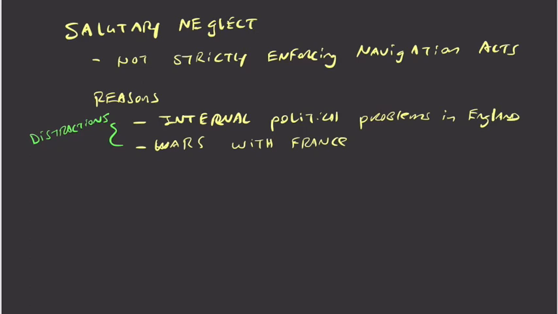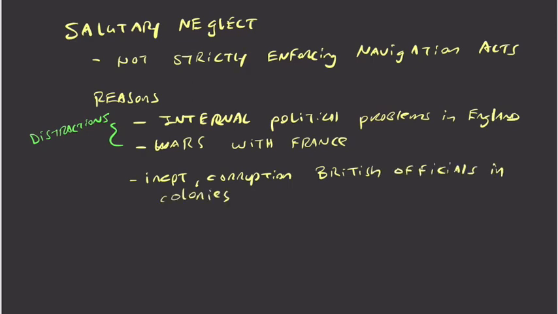The other thing we could think about with this too, another reason for this, was, we might say, inept and corrupt government officials in the colonies. Say British officials in the colonies. So I think about inept people that weren't very good at their job or just incapable of carrying it out. They were corrupt. They took bribes, looked the other way.